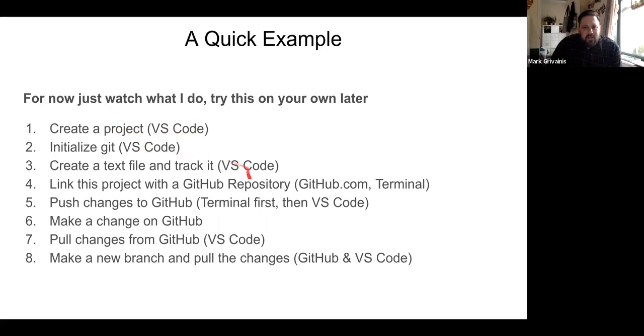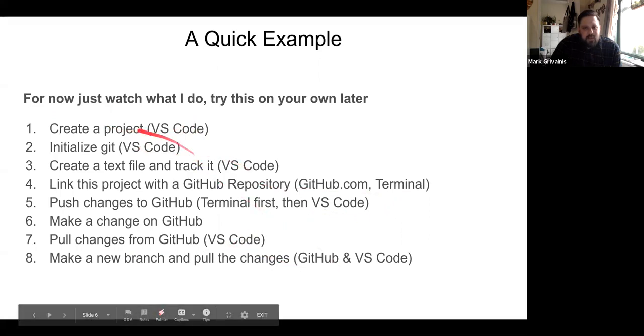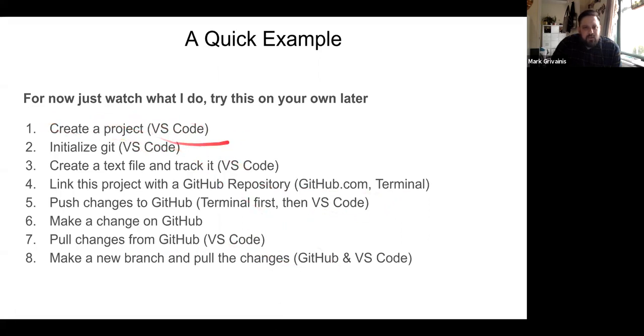So over here, some of these steps have to happen in different places. So creating a project we can do in VS Code. Initializing Git can be done in VS Code. Tracking changes and things like that can be done in VS Code. Linking to GitHub, you have to firstly create the repository on GitHub, and you have to link it using the terminal. You can't use VS Code for that step. Pushing changes to GitHub, your first push also needs to be from the terminal. Once you've done this once, you will then always be able to use VS Code to do this.